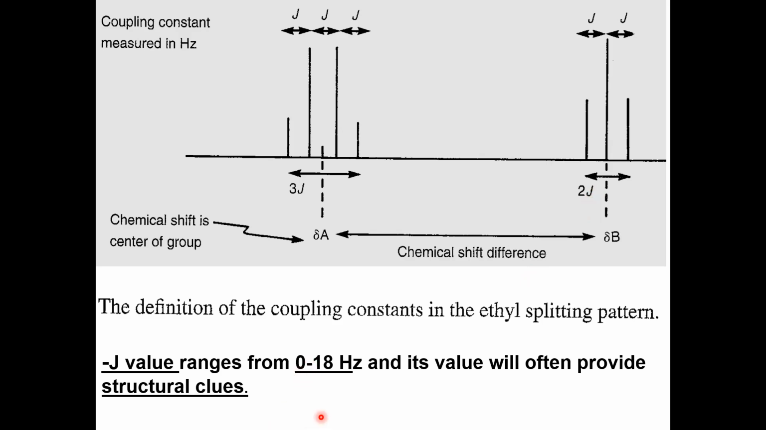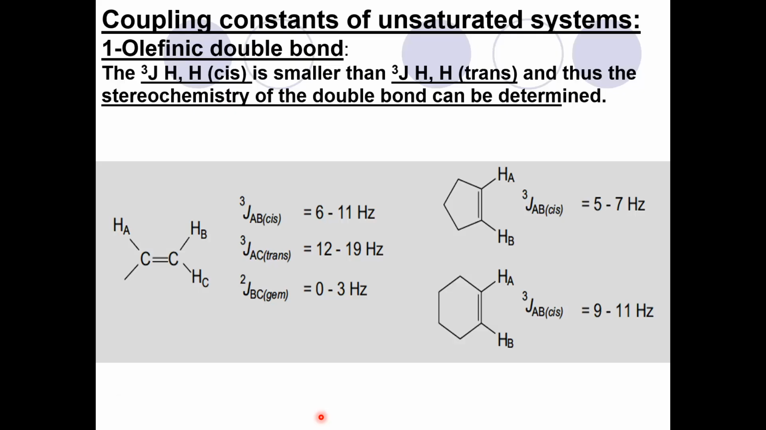The J value ranges from 0 to 18 hertz, and its value provides structural clues. In the case of unsaturated systems, there are additional coupling constant values that we can report here. For example, in the case of an olefinic double bond, we have 3 types of coupling constants. The 3-bond coupling constant, 3J HH, can be cis or trans.